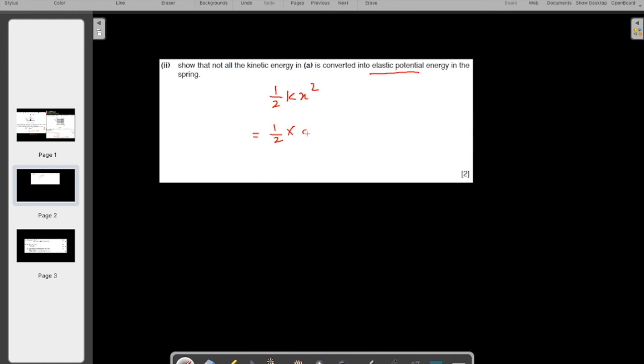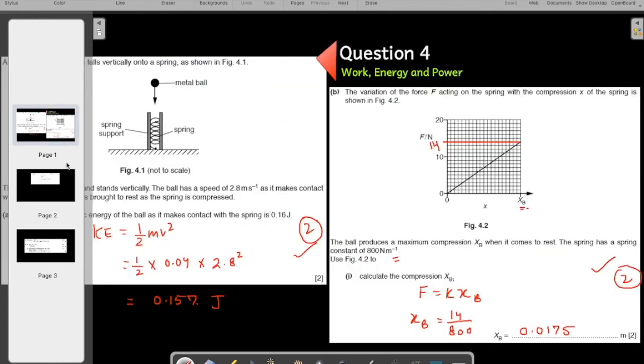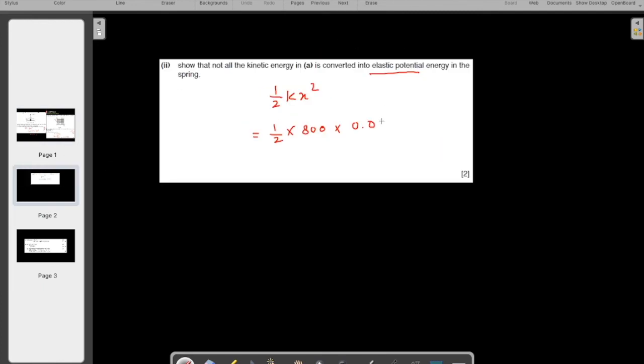So substitute the values. Half times 800. What was the value of x? 0.0175 squared. This will give you the value of the elastic potential energy. Tally it with the kinetic energy that you have calculated in the first part. You have to tally them and show that they are not the same. There is one other way of doing this question as well. Can you figure it out?